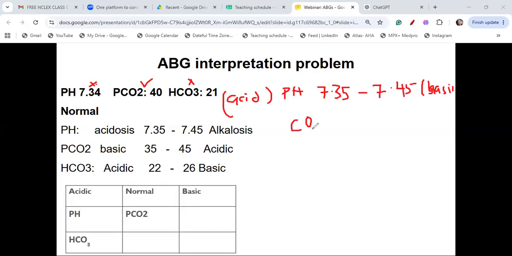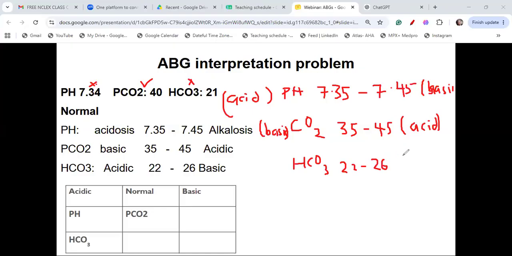And then you have CO2, which is between 35 to 45. When on this side, it is acidic, whereas on this side, it is basic or alkalotic. And then you have the bicarbonates, 22 to 26. On this side, it is basic, but on this side, it is acidic.